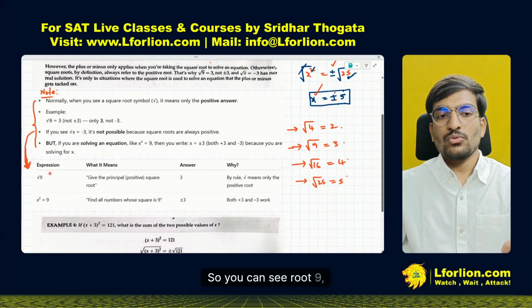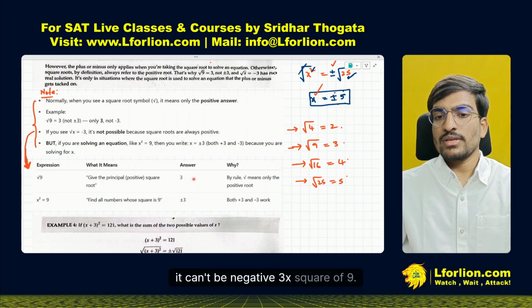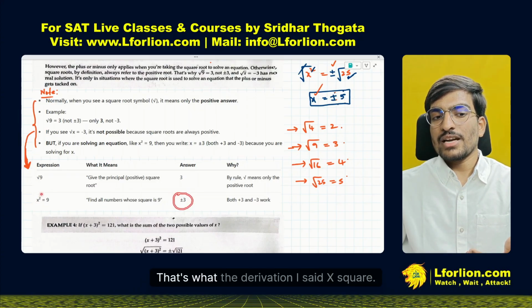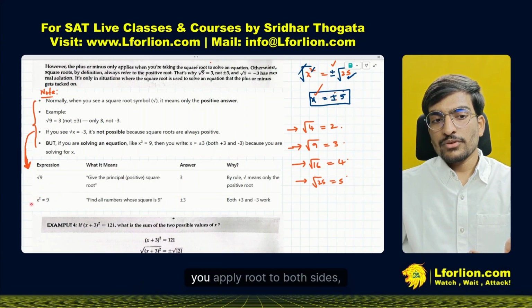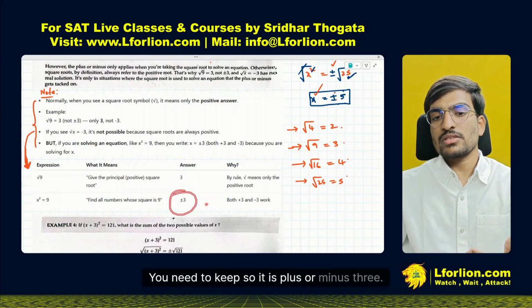So you can see root 9 gives the principal square root, which is 3. It can't be negative 3. For x squared equals 9, whenever it is this condition, it's going to be plus or minus 3. That's the derivation I said: x squared, if you apply root to both sides, what happens? The square root is gone, and whenever you apply root, it will be plus or minus 3. Plus or minus you need to keep. So it is plus or minus 3.